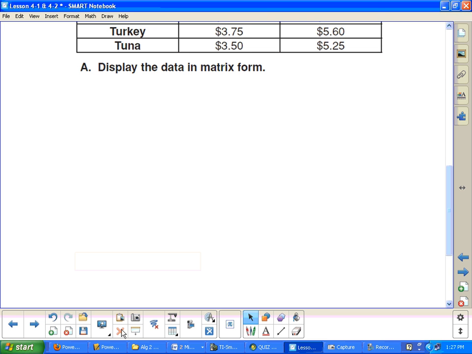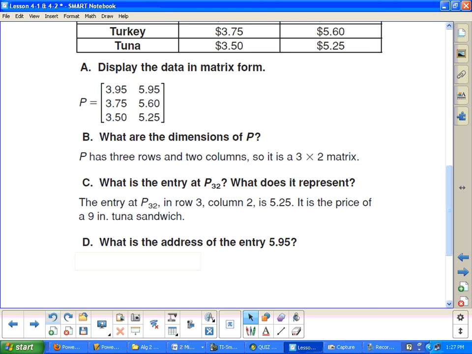All right, let's undo that. There we go. All right. The entry at 5.95 is at P sub 12. All right, it's row 1, column 2 is where we're going to find 5.95. Okay.